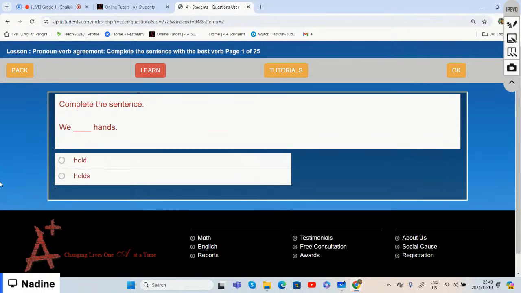So we need to choose the correct option. Do we say we hold hands, or do we say we holds hands? If we were to choose the correct option, we will say we hold hands.